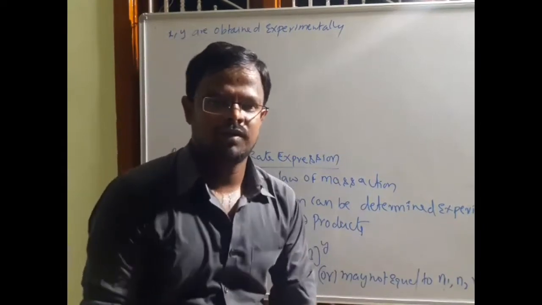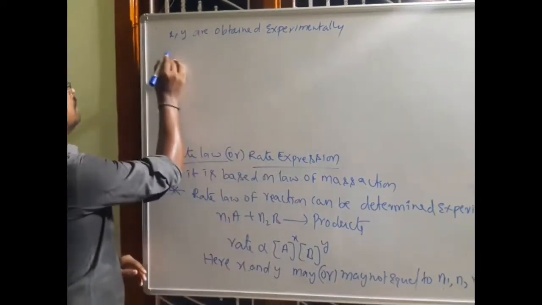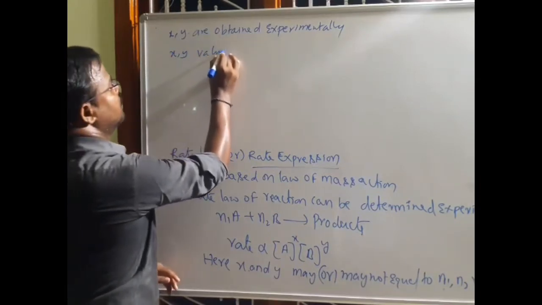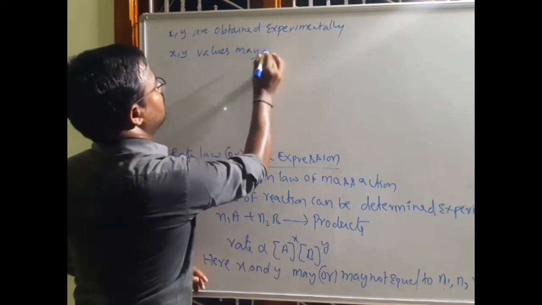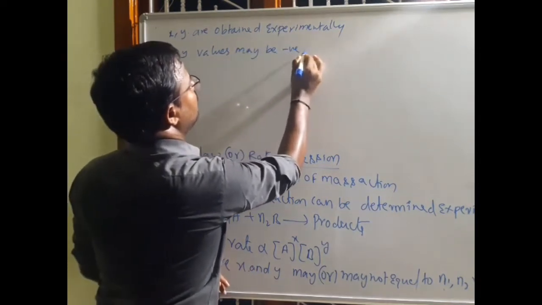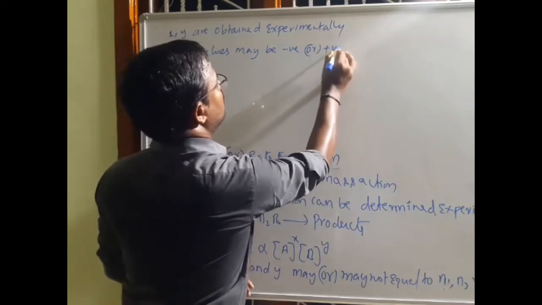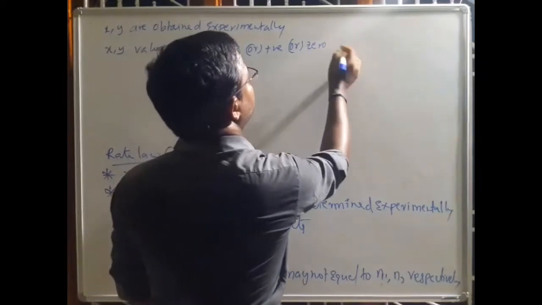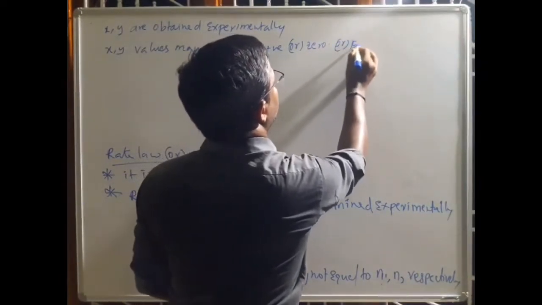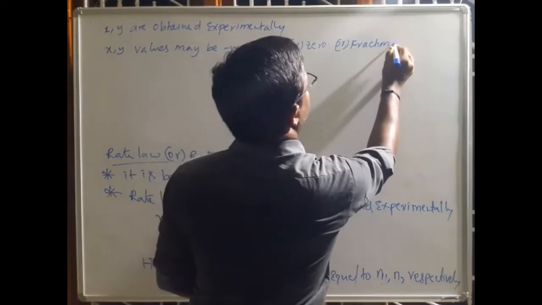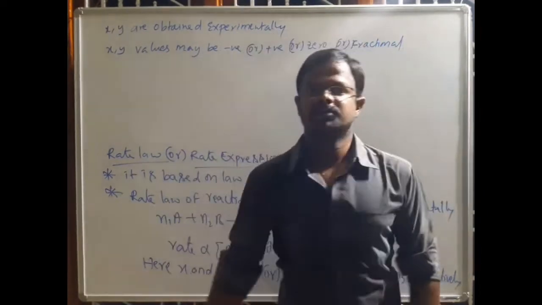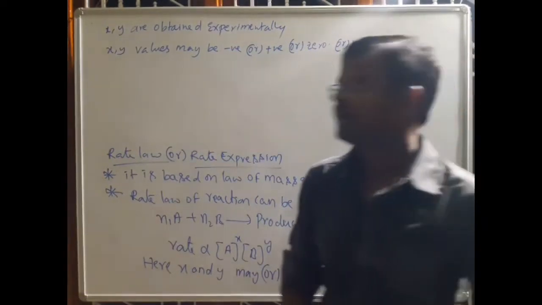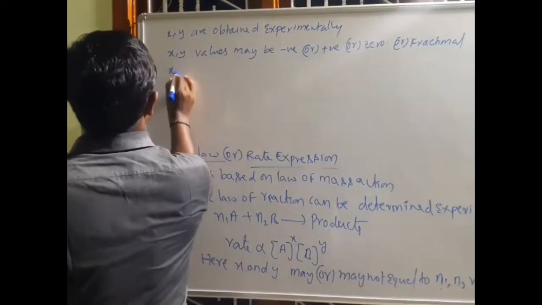Okay, these x and y values, see, another point is that x and y values may be negative or positive or 0 or fractional. These x and y values may be 0 or may be negative or may be fractional. Okay, and what does x indicate?